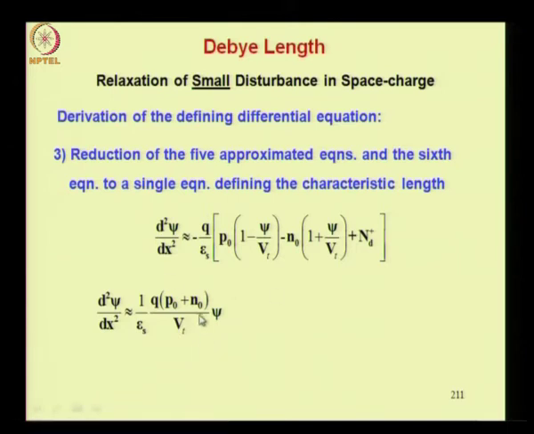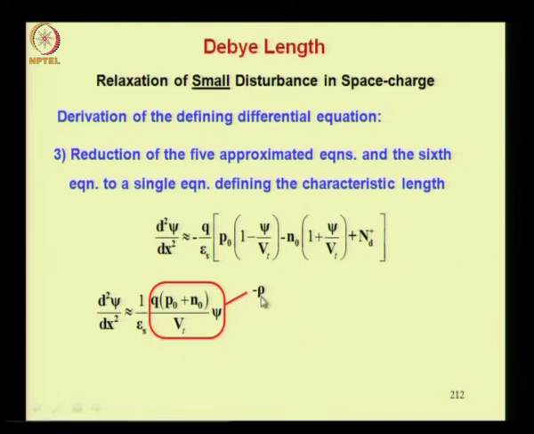Now comparing this equation with Poisson's equation, you can easily establish that this term in the red box represents minus of rho, because Poisson's equation is dou square psi by dou x square, or d square psi by dx square here because there is no time variation, equal to minus of rho by epsilon s. Therefore this term can be identified as minus of rho.